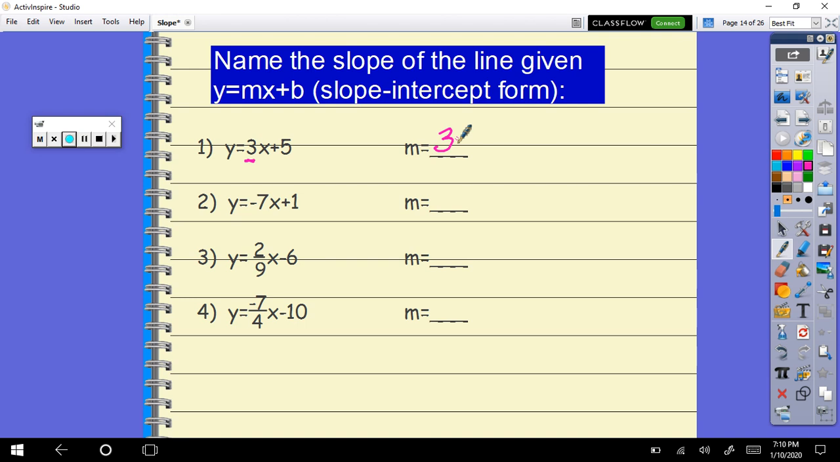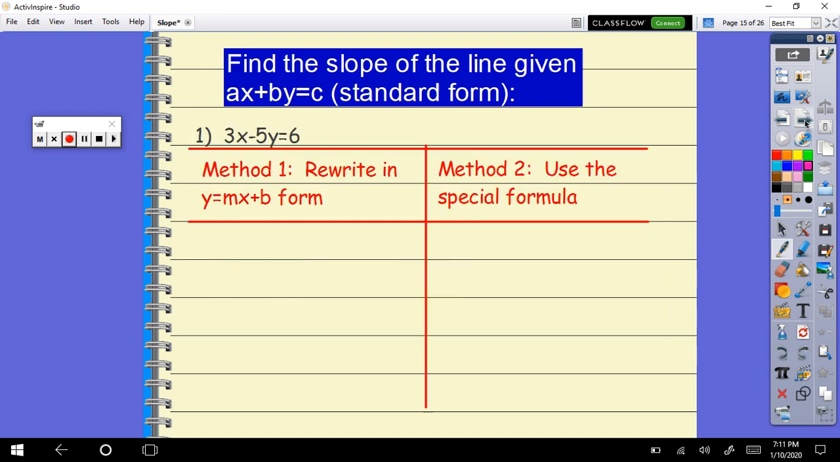What's the slope of y equals negative 7x plus 1? Well, the slope is negative 7, so say m equals negative 7. What's the slope of y equals 2 ninths x minus 6? You know it. It's m equals 2 ninths. And last but not least, can you write down the answer to the slope on number 4 before I say it? Of course you can. I bet you said m equals negative 7/4. Remember to label m equals, because if you're talking about slope, you need to attach it to an m so your work is clear.